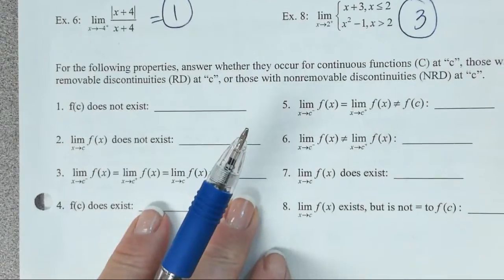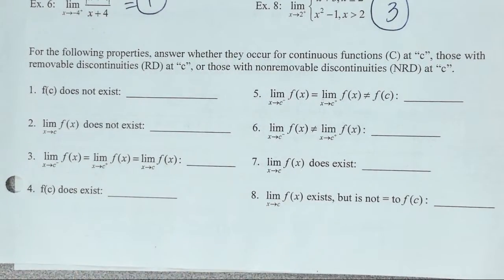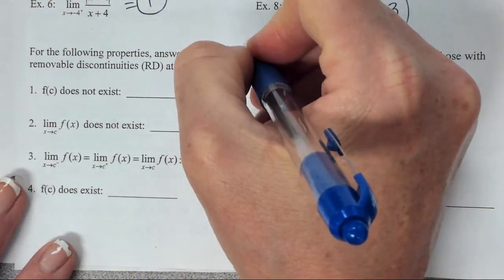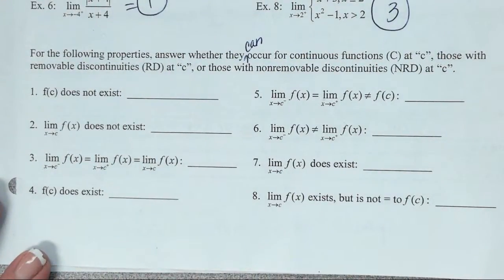All right, let's look at the bottom here. For the following properties, answer whether they occur for continuous functions at C, those with removable discontinuities at C, or those with non-removable discontinuities at C. And we're going to put in the word can here. So they don't always have to occur. It's just a matter of whether these properties can occur or not.